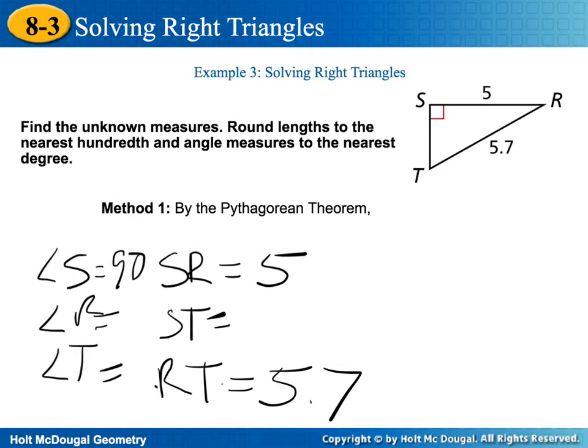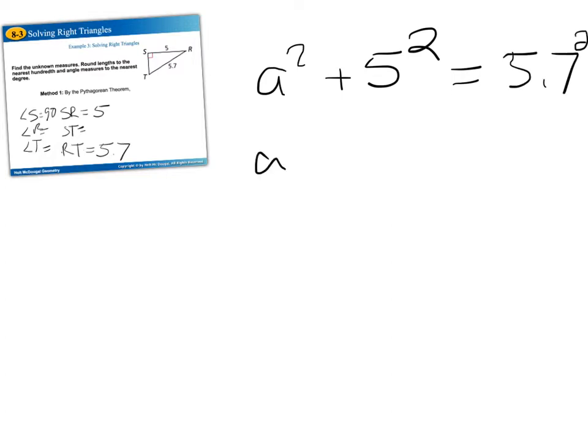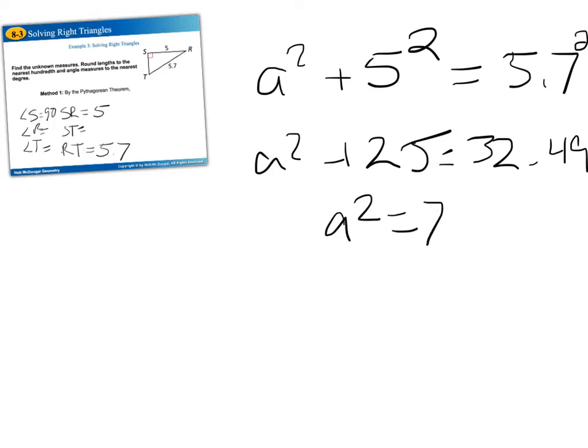I'm going to do the side first because that's just going to be a simple Pythagorean theorem. ST is going to be A because it's the shorter side. A squared plus B squared, hypotenuse is 5.7, so B is going to be 5, equals 5.7 squared. So A squared plus 25 equals 5.7 squared, which is 32.49. Subtract 25 from that. I get A squared equals 7.49.